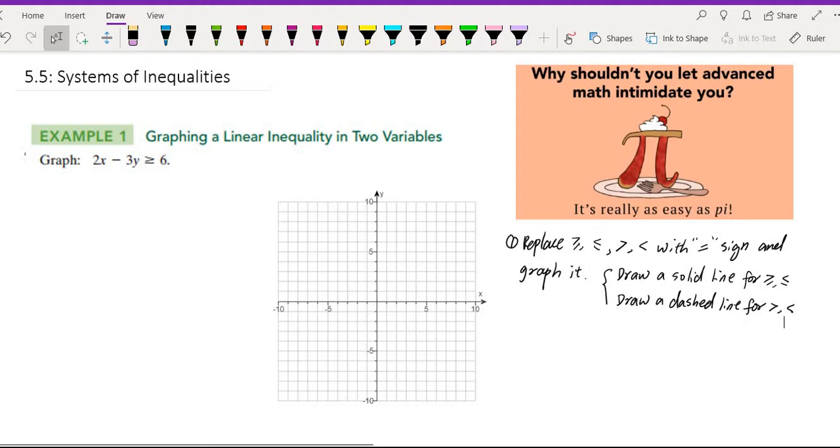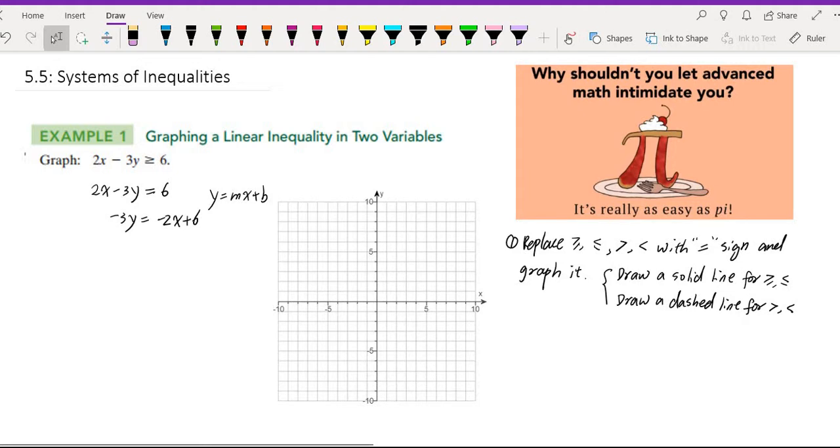First, let's go ahead and write down this inequality and turn it into an equation. So that will be 2x minus 3y equal to 6. And then we're going to draw this. So let's write it in y equal to mx plus b form. Then we're going to draw from there. So we're going to subtract 2x from both sides. That will be negative 3y equal to negative 2x plus 6.